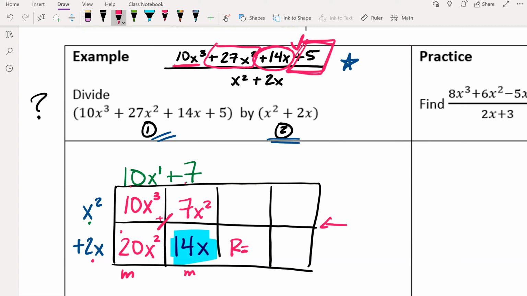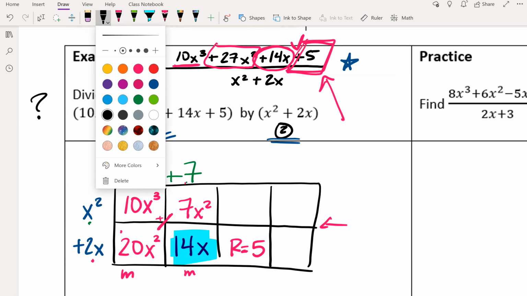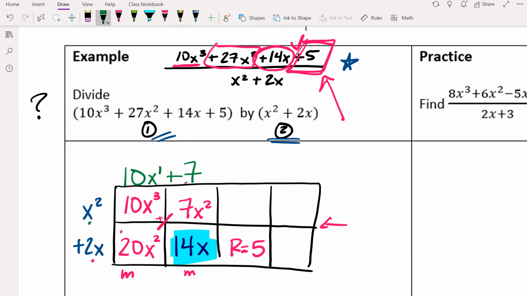Our remainder is how many we're missing. What are we missing? 5. We're 5 away from what we need. So that's our remainder. And the way you write that in your answer, because remember, your answer is on top, not inside, is you say plus, and this is kind of weird, so make sure you catch this, 5 over whatever you were dividing by, x squared plus 2x. That is how you write your remainder.